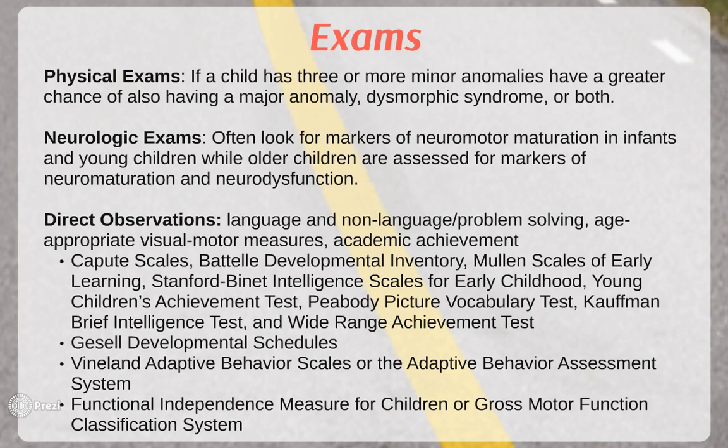Often, portions of other measures are used, such as the Gesell developmental schedules mentioned earlier in the presentation. Adaptive functioning is measured using standardized interviews, such as the Vineland Adaptive Behavior Scales or the Adaptive Behavior Assessment, along with direct observations. Current ability to perform tasks of daily living and social roles are also measured, often by criterion referenced functional measures, such as the Functional Independence Measure for Children or the Gross Motor Function Classification System. Direct assessments are particularly helpful to narrow the differential diagnosis.